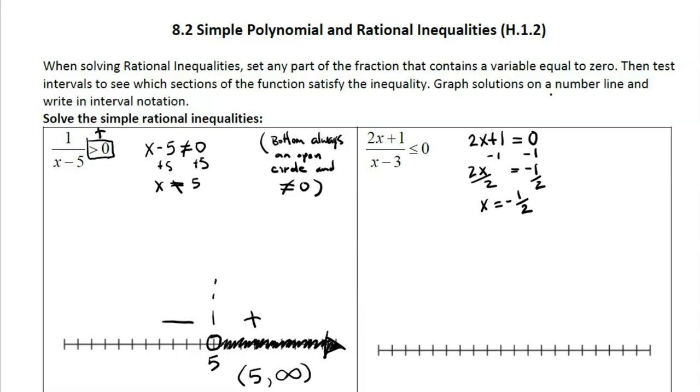We also need to take the denominator, x minus 3. But this time we need to make sure we say that it is not equal to 0, because if it was equal to 0, you'd be dividing by 0, and you cannot do that. So we add 3 to both sides, and x cannot be equal to 0 plus 3, which is 3. So x cannot be equal to 3.